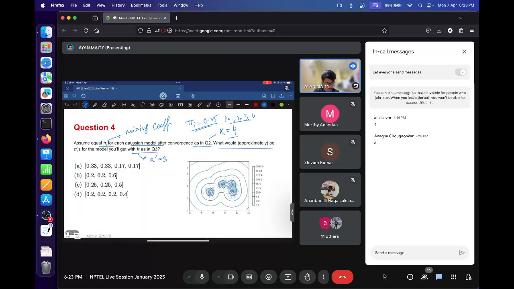So instead of 4, now if we do it with k equals 3 number of clusters, then what will be the pi i values for this model? In case of 4 clusters there are 4 pi i values: we will get pi 1, pi 2, pi 3, pi 4. For 3 clusters we will get pi 1, pi 2 and pi 3 mixing coefficient values. So what will be the value of the pi i's of this model with 3 clusters?